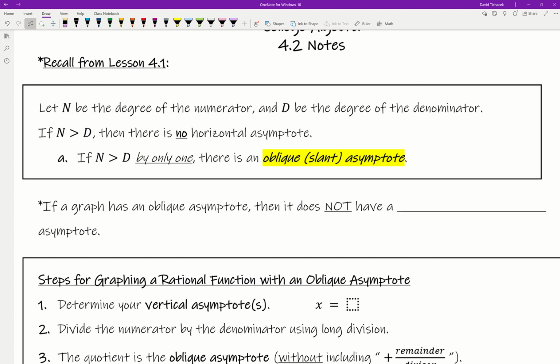But we did point out that if the degree of the numerator is just one more than the degree of the denominator, then there is going to be an oblique asymptote, or a slant asymptote, or in other words, an asymptote that is more diagonal as opposed to horizontal or vertical.